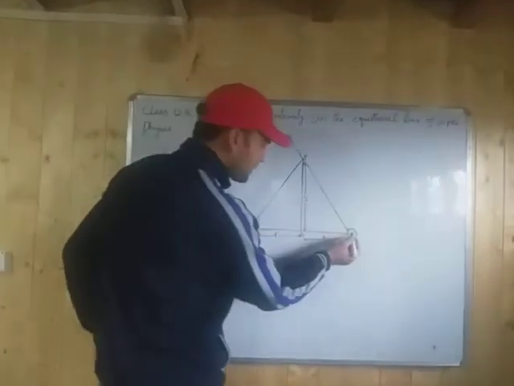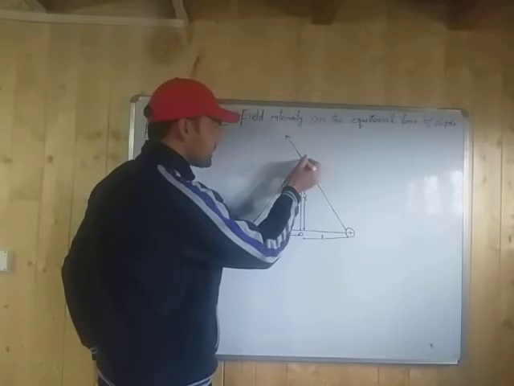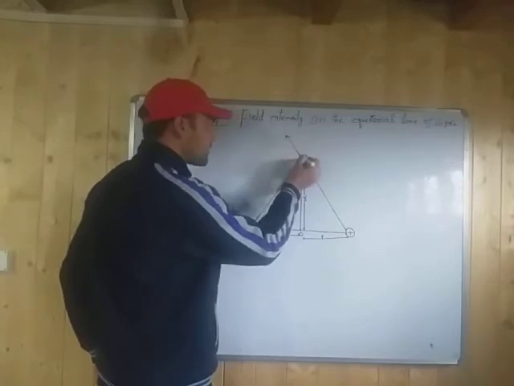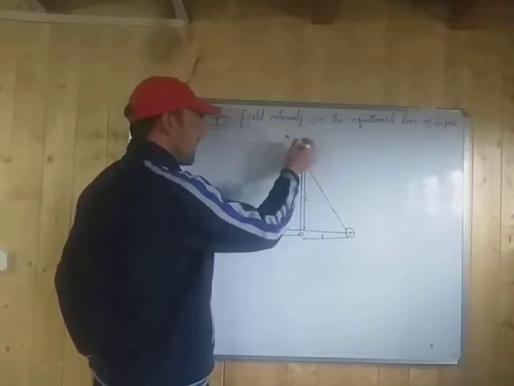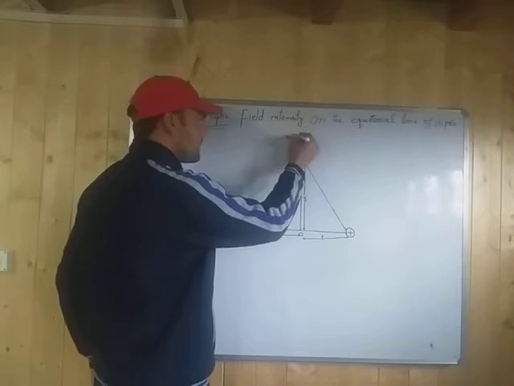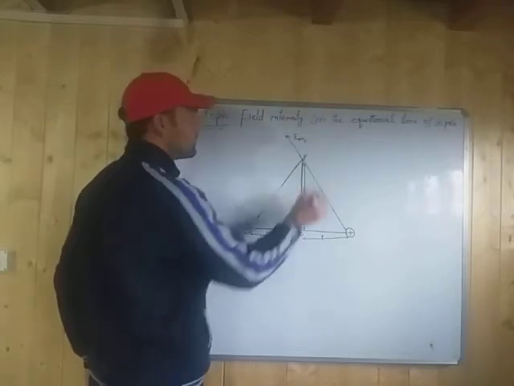Now, if this positive charge creates an electric field, and that electric field is experienced by this point, the direction of that electric field will be along this, and we will write it as E plus Q.